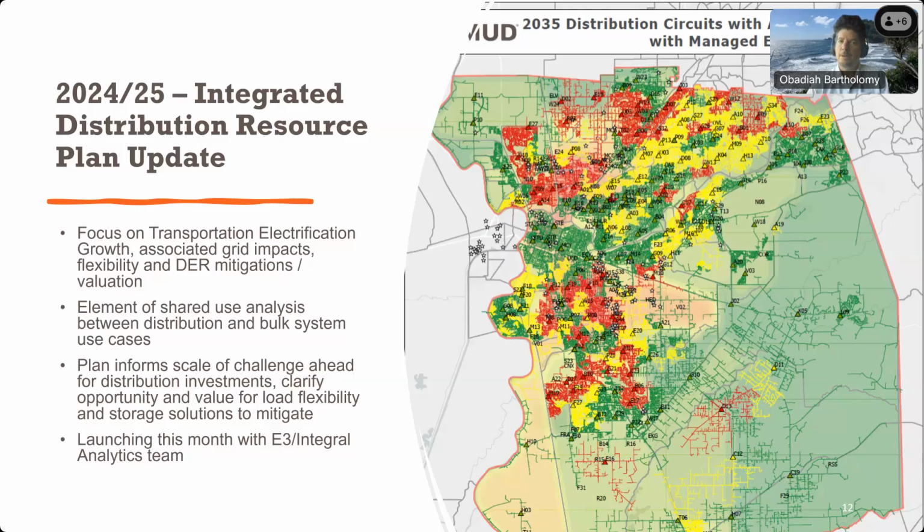It also helps us to clarify the opportunity and value for load flexibility and storage solutions, which has a feedback into the virtual power plant program design. So it's really critical for us to get that right so that we can start to scale those programs and realize some of the benefit that I alluded to in the original E3 analysis we had done. And the work I mentioned is launching this month. We're working with E3 and Integral Analytics on updating this.